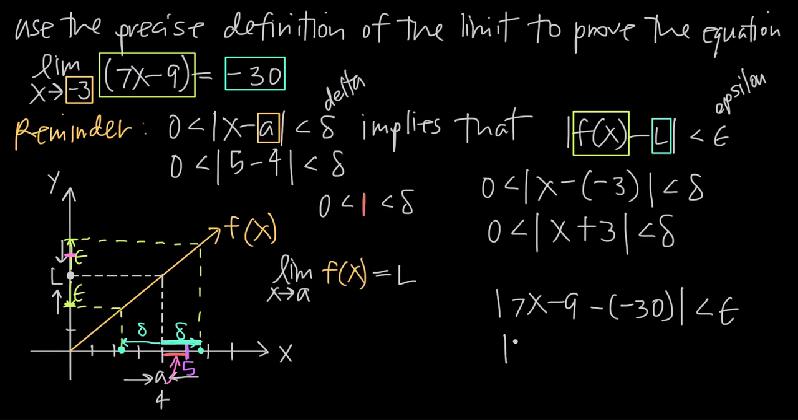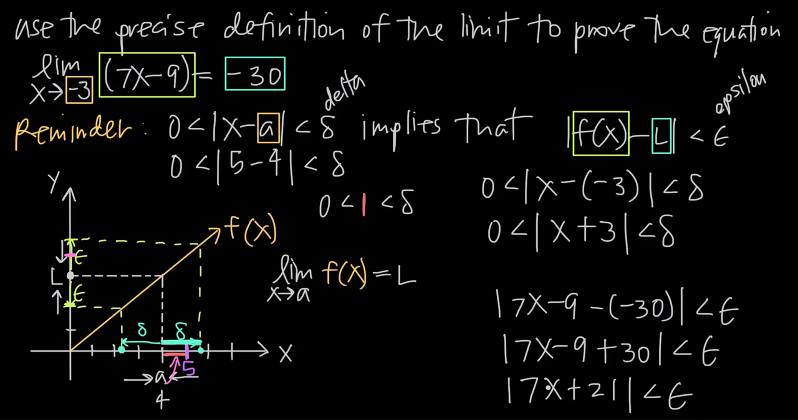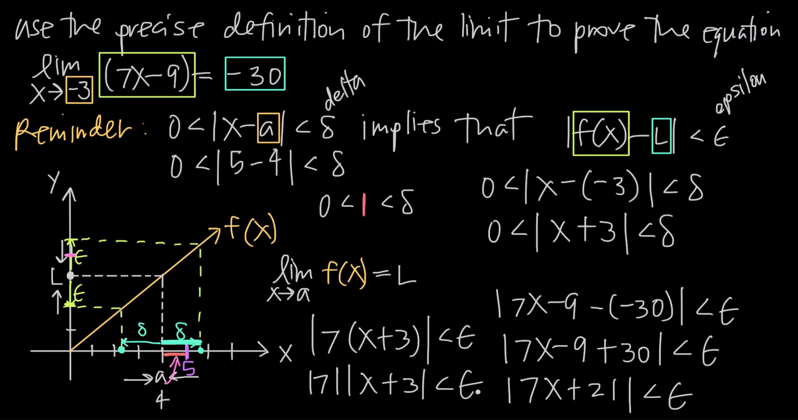Now we want to simplify this, so we're going to say absolute value 7x minus 9 minus -30 is plus 30, less than epsilon. -9 plus 30 is going to give me a positive 21, so I'm going to get 7x plus 21 less than epsilon. If I factor out a 7 from the left-hand side, I'm going to get 7 times x plus 3 less than epsilon. And then when I have two things multiplied together inside of absolute value brackets, I can separate them into their own absolute value. So we can say absolute value of 7 times the absolute value of x plus 3 less than epsilon.